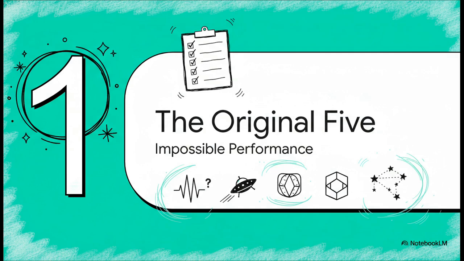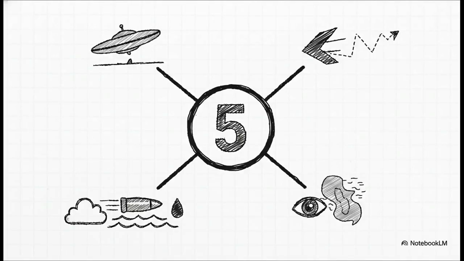It really started with 5 key traits that were codified by Louis Elizondo, who used to run the Pentagon's UAP program, ATIP. These 5 became the litmus test for what they started calling impossible performance. So here they are: anti-gravity lift, sudden acceleration, hypersonic velocities without any signatures, low observability, and transmedium travel. Let's break down what each of these actually means.